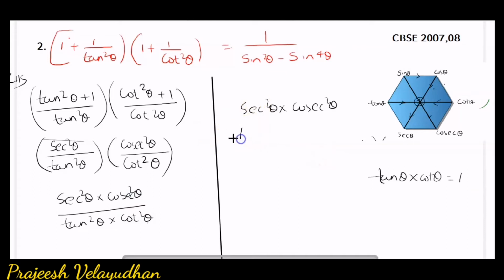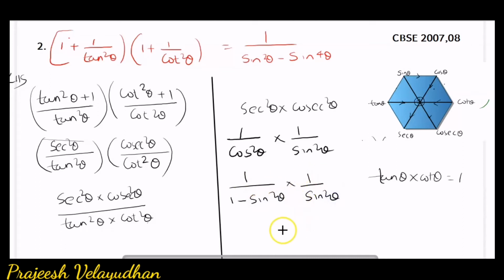Sec square theta we can rewrite as 1 by cos square theta, and similarly cosec square theta we can write as 1 by sin square theta. We know sec is a reciprocal of cos and cosec is a reciprocal of sin. Now actually what we need in RHS is sin, so I am going to rewrite cos square theta as 1 minus sin square theta. So I am going to rewrite 1 upon 1 minus sin square theta into 1 by sin square theta.